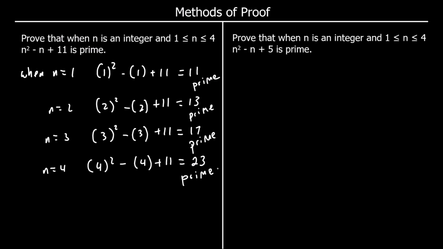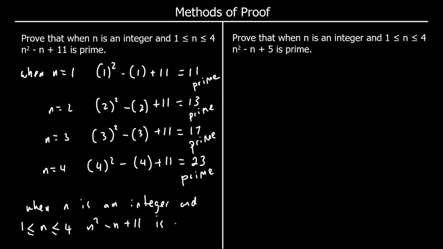So that's all the possible numbers that we can have. They all give an answer that's prime. So we can say when n is an integer and it's between 1 and 4 inclusive, n squared minus n plus 11 is prime. One for you to try, so give that one a go.